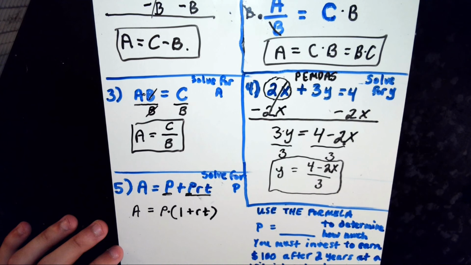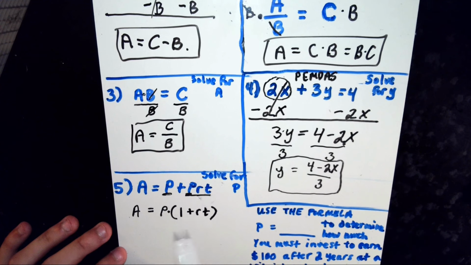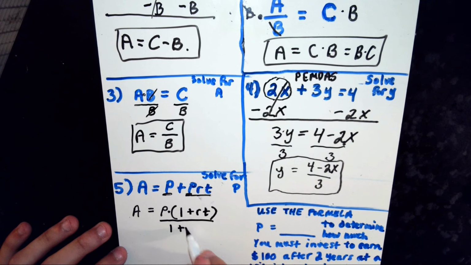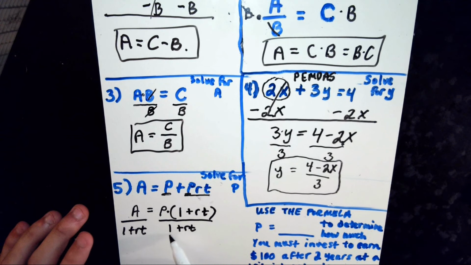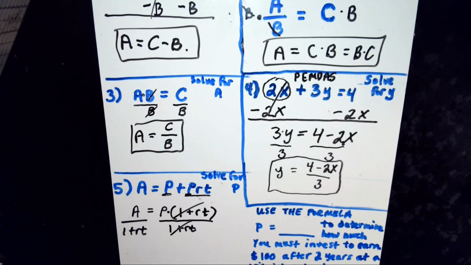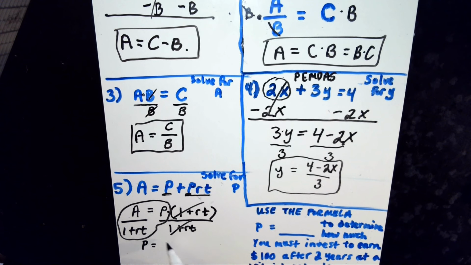We have a multiplication there, so we must do the opposite of multiplication to get p by itself. We can do this all in one step. We will divide by 1 plus rt on both sides of the equation. After doing that, these cancel, and we're left with p equals a over 1 plus rt.